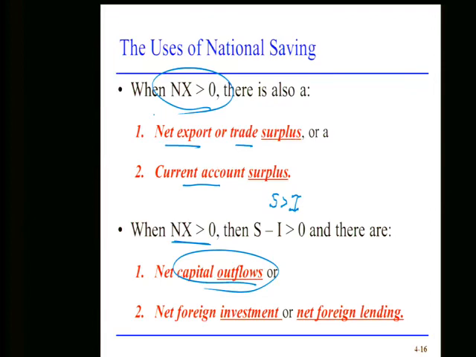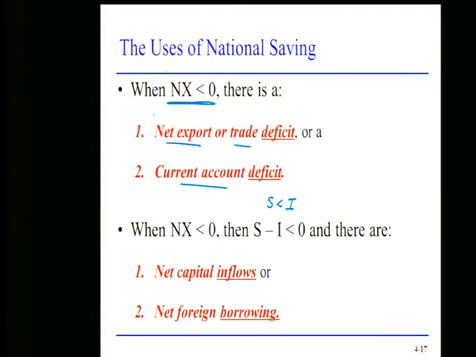Now let's turn the coin over and think about what happens if you have a net export deficit. This would be the United States. So for the United States, the net export deficit is about $500 billion per year. So what does that mean? That means we're buying from the rest of the world $500 billion worth of goods and services more than we're selling to the rest of the world.